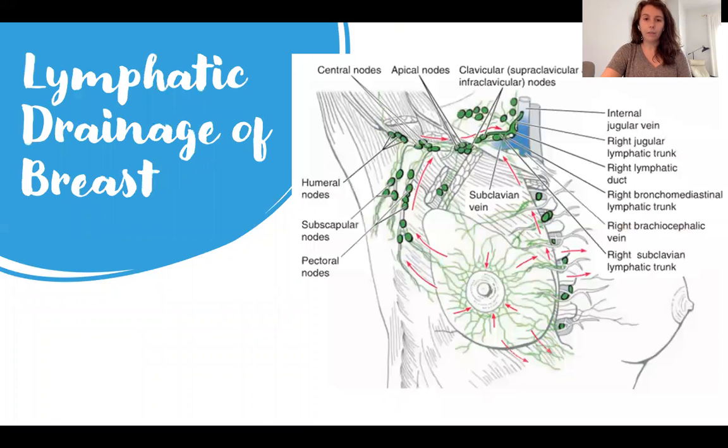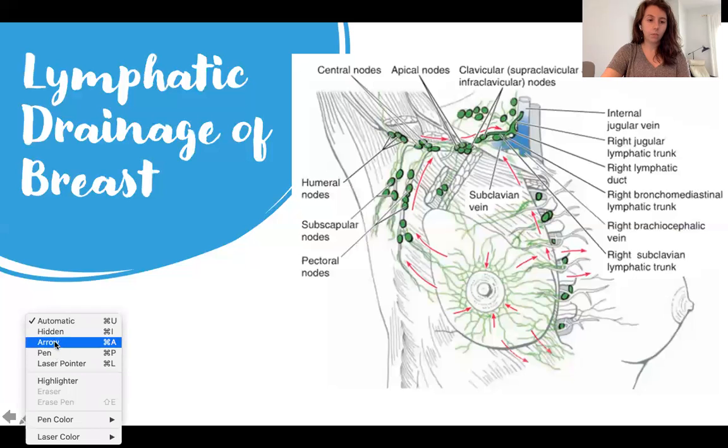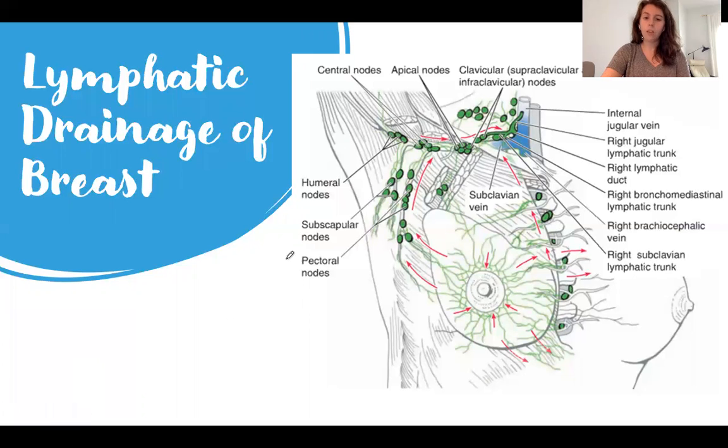All right, lastly, we'll look at lymphatic drainage of the breast. So most of the breast, 75% of it, is going to drain into the axillary nodes via the pectoral nodes. And then they will follow the flow that we just talked about. So the pectoral nodes to the central nodes, to the apical nodes, to the supraclavicular nodes, and then into the subclavian lymphatic trunk. Another 20% of the breast is going to drain into these parasternal nodes.